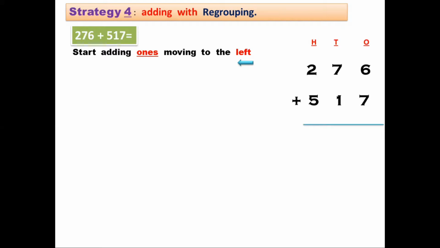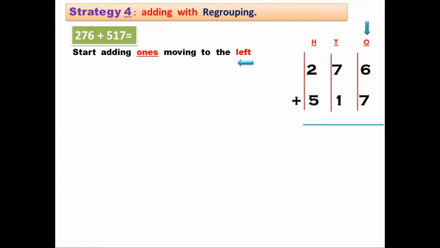In 517, it has 7 in ones. So we write 7 in the ones digit exactly below the ones digit of the first number, which is 6. And then we write number 1 exactly below number 7, and we write number 5 exactly below number 2. So here we align the numbers with digits of the same place value exactly above each other. Then we work in each place at a time to get the sum of the digits of each place. Let's see how we can do this.